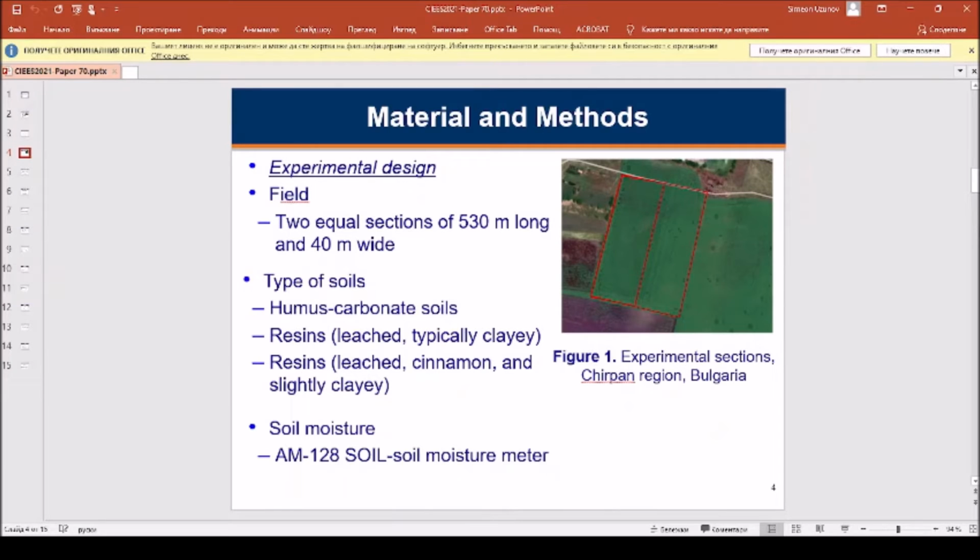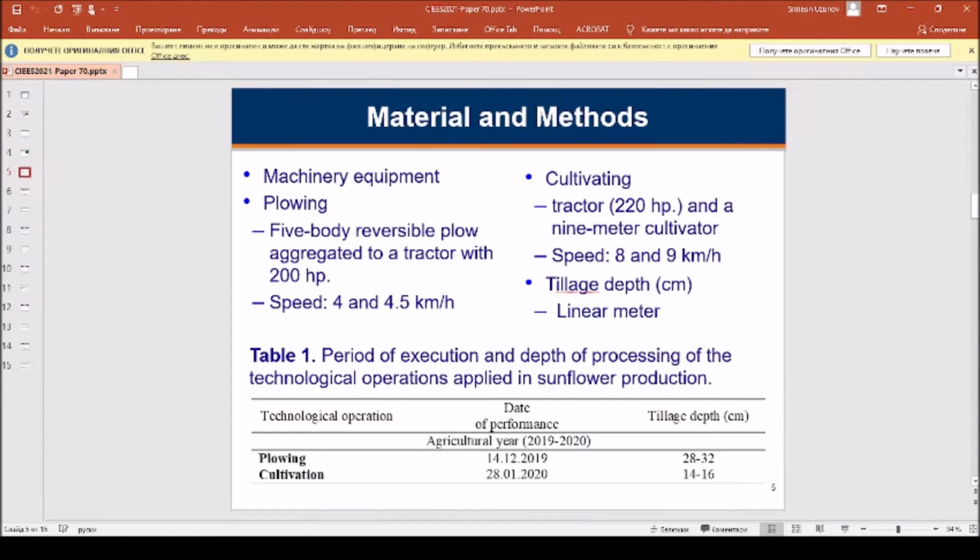Material and methods. The plowing is done with a 5-body reversible plow aggregated to a tractor with 200 horsepower at a speed of 4 km per hour in the first section and 4.5 km per hour in the second. When cultivating, the machine tractor unit consisted of a tractor of 220 horsepower and a 9-meter cultivator operating at a speed of 8 km per hour and 9 km per hour accordingly in the first and the second section.